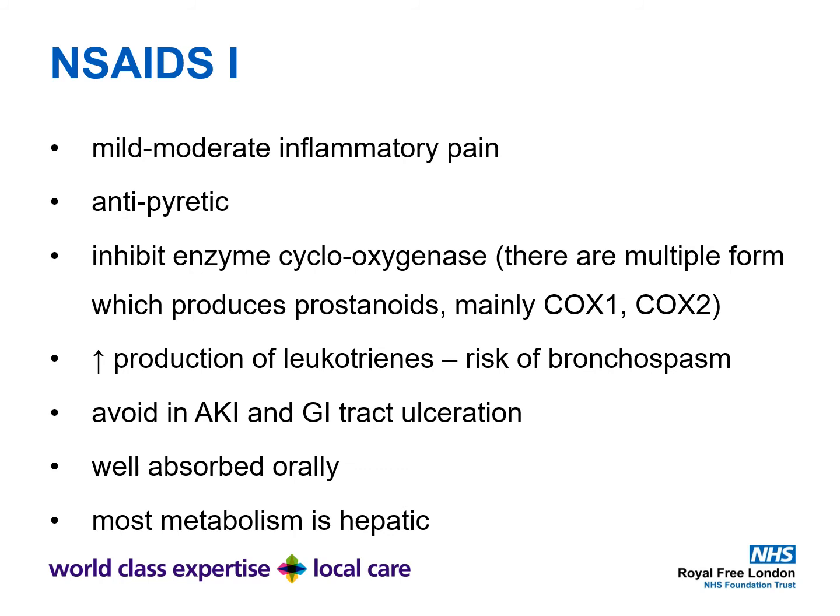It's worth noting in terms of prescribing and contraindications that non-steroidals can increase the production of leukotrienes, and that's where sometimes there is concern about anti-inflammatories and asthma, as there is a risk of bronchospasm. Non-steroidals should be avoided in acute kidney injury and GI tract ulceration. They are well absorbed orally and most of the metabolism is hepatic, although you can give rectal suppositories of diclofenac, for example, and you can give ketorolac, for example, intravenously.